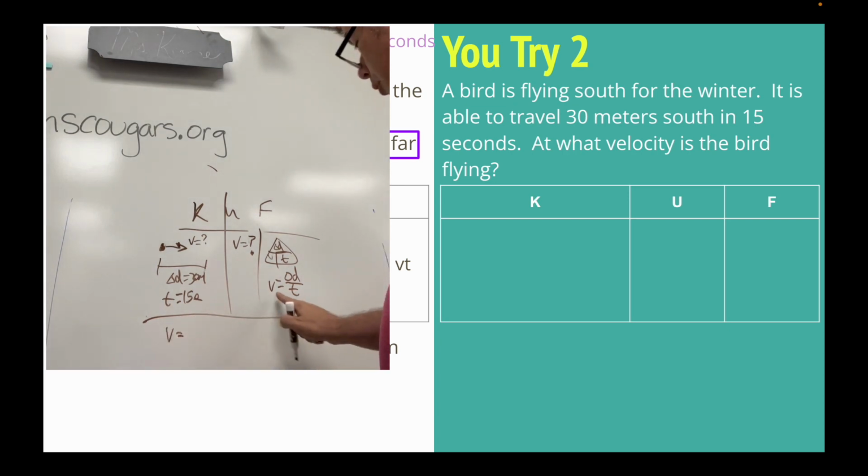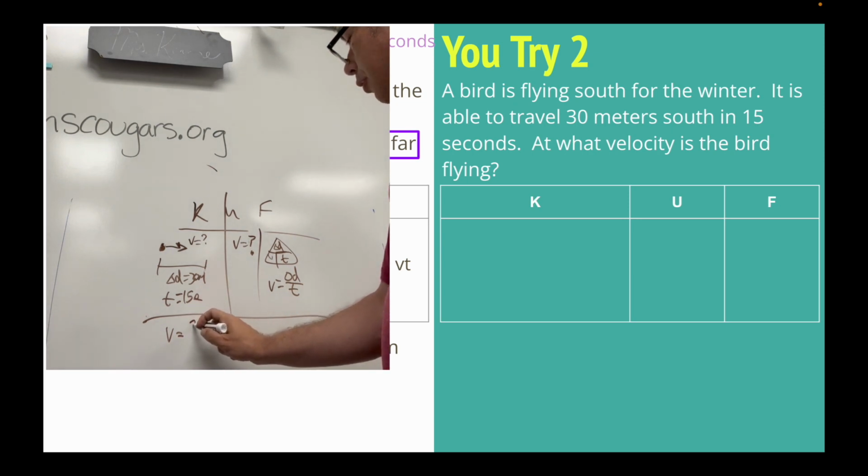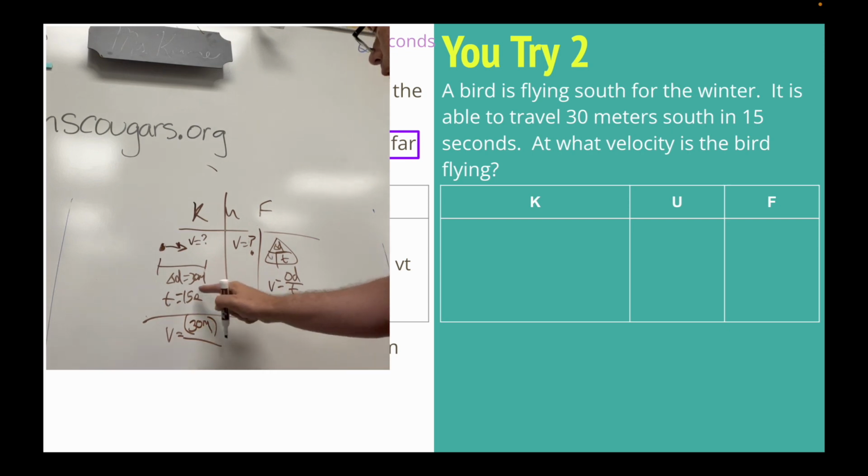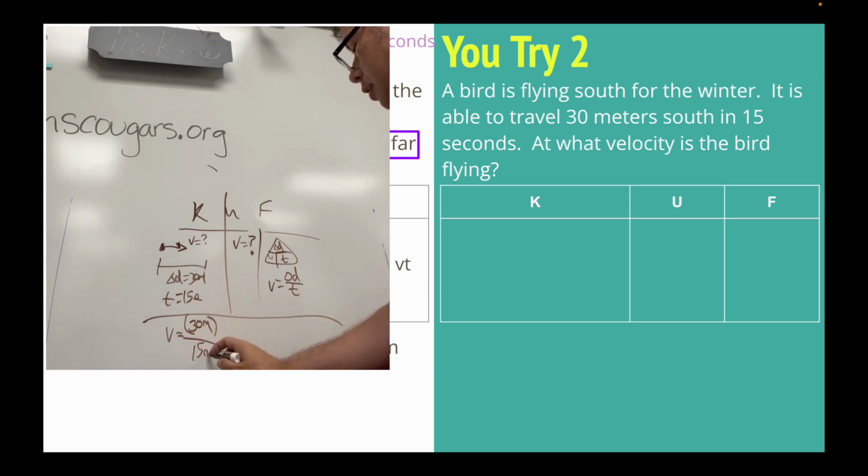V, I don't know V, so I got to write it. Delta D is 30 meters, parentheses. My time is 15 seconds, parentheses, equals 2 meters per second. And I usually put a box around it to say that that's my final answer.